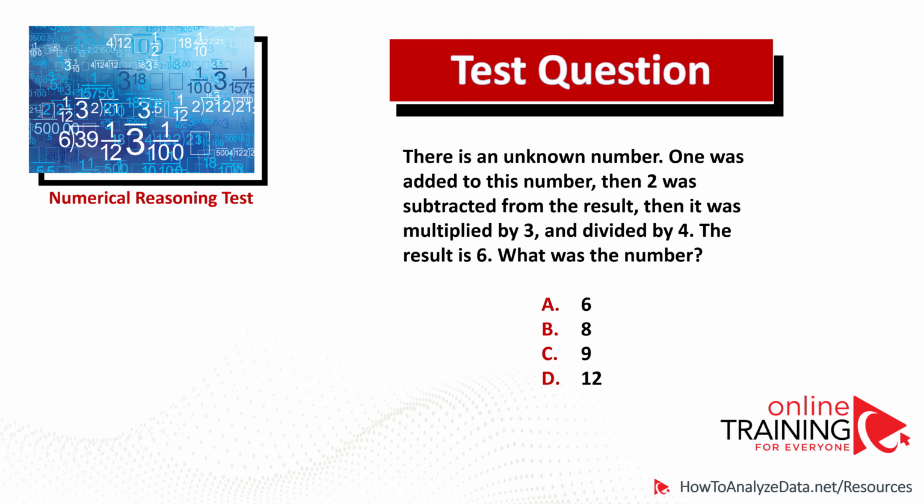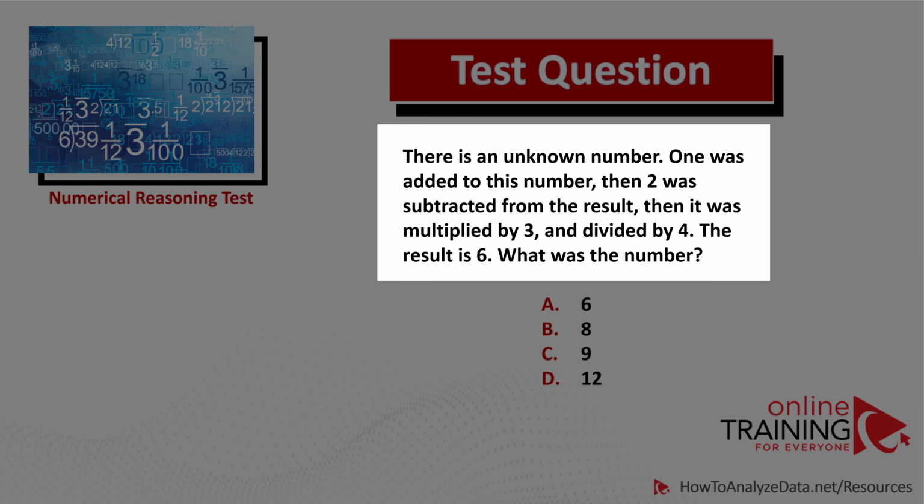Let's look at the tricky problem which could be easily solved. There is an unknown number. 1 was added to this number, then 2 was subtracted from the result. Then it was multiplied by 3 and then divided by 4. The result is 6. So what is the original number?